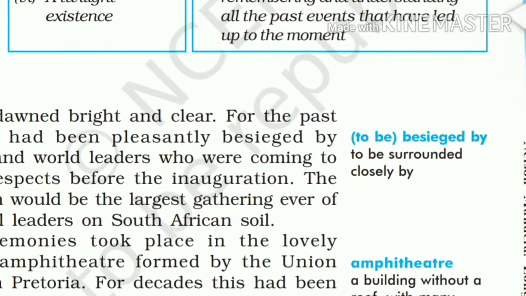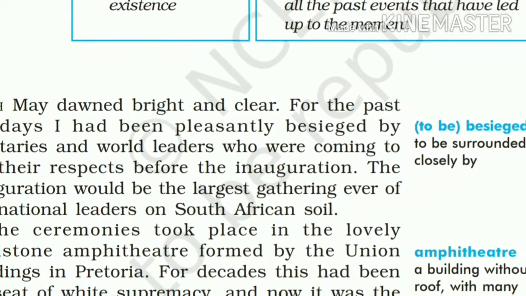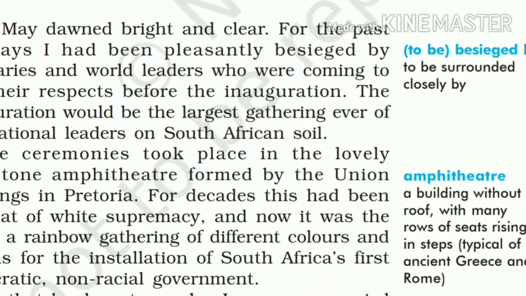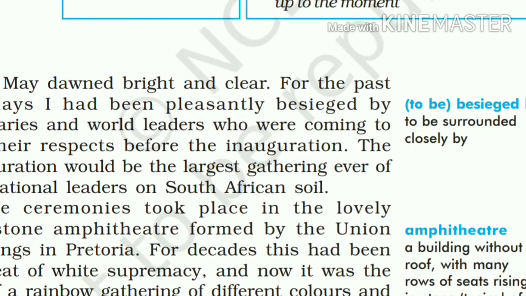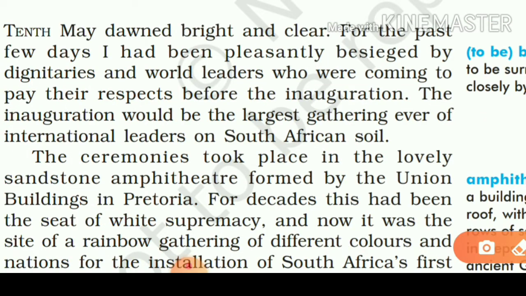So let's begin with the lesson, which is really motivating all. Fine. So it says 10th May dawned bright and clear. 10th May 1994. As we have read, it is the inauguration ceremony. Fine. The day was, dawn means the daybreak. ठीक है कि दिन उस दिन निकला था, वो कैसा था? It was bright and clear. It is actually significant to the occasion.